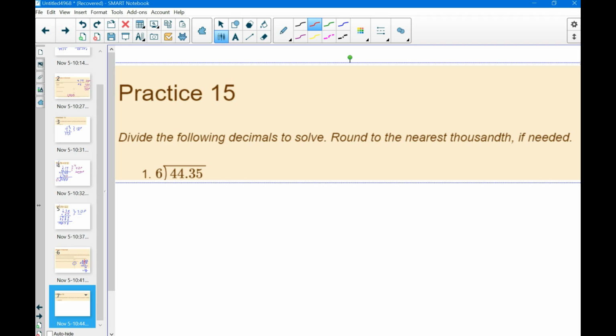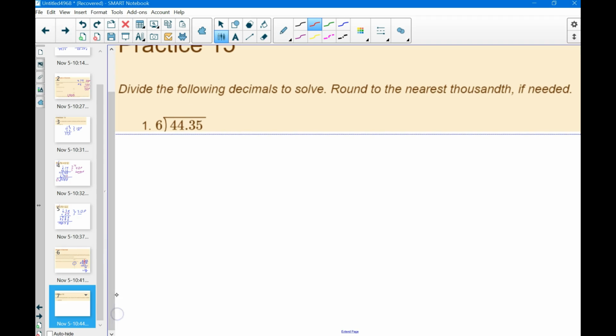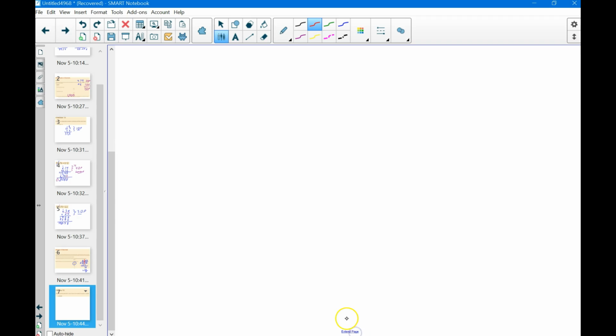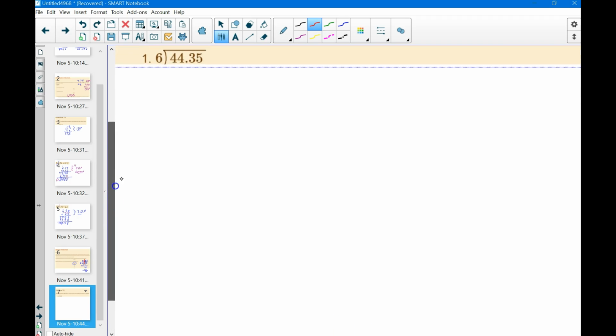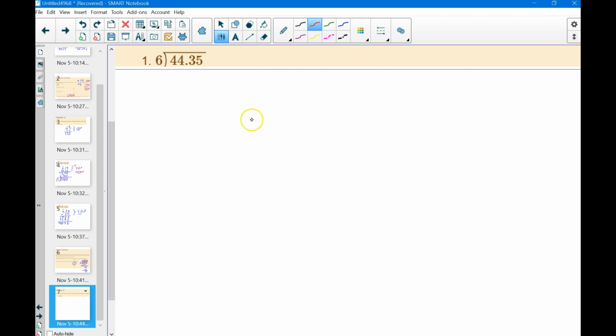So let's divide 44.35 divided by 6. Round to the nearest thousandth if you have to. Alright, so let's get into that one. So I have 6, 44.35.